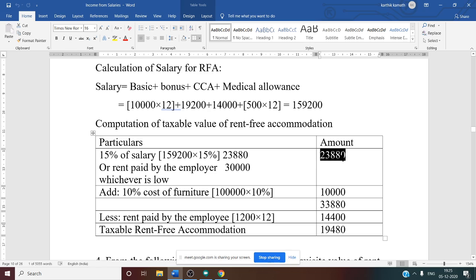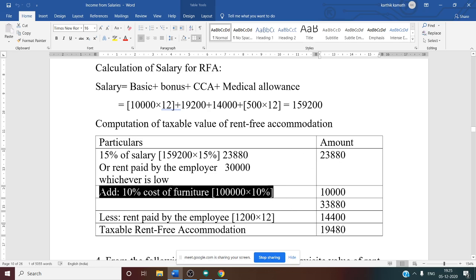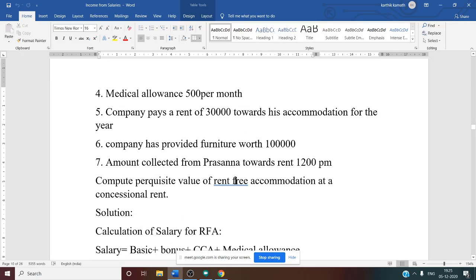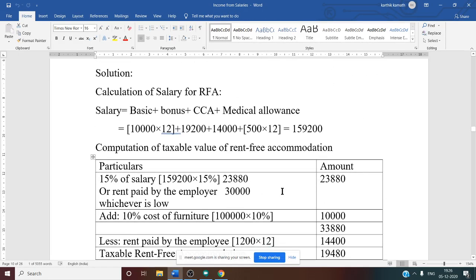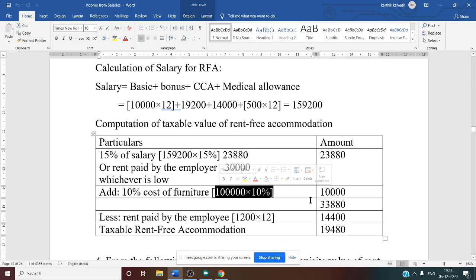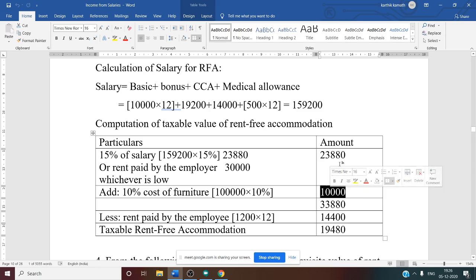So to this value there is furniture. Furniture calculation that you have to add: add 10% of the cost of furniture. Furniture amount is given as 1 lakh. 1 lakh into 10%, if you do, you will get 10,000. That is the furniture value. Now add both the things, you will get 33,880.